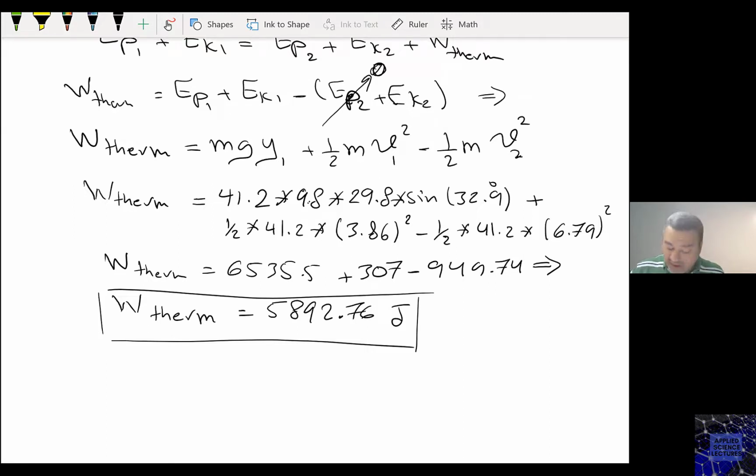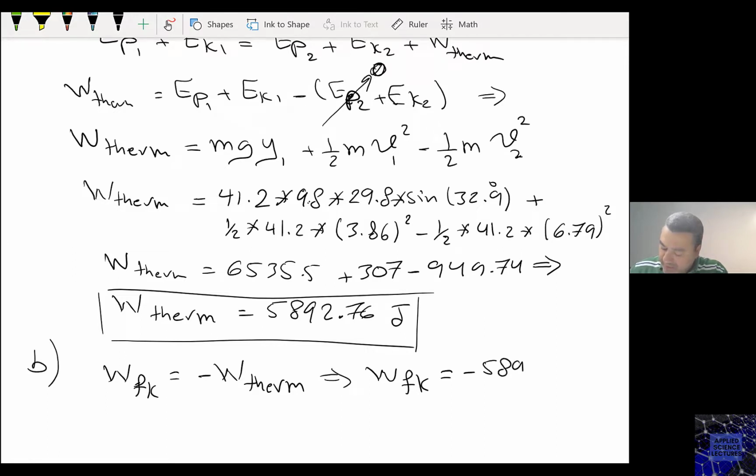Now, if we want to calculate, which is basically B1 now, B is asking determine the force of friction acting on Bogana and toboggan. So in this case, we know that Fk equals, in this case, minus thermal, is minus 5,892.76 joules.